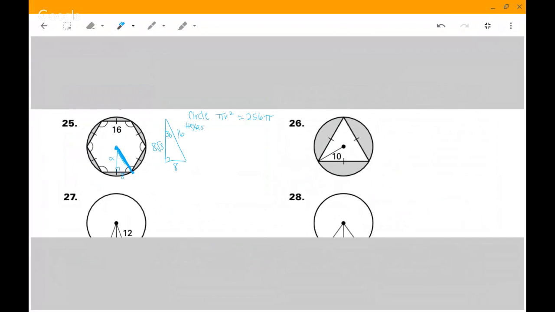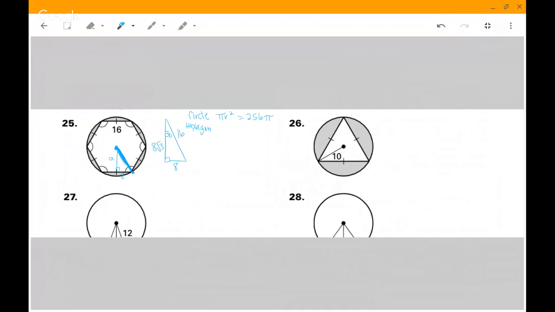Would you find the perimeter and then subtract? Or the area? Yes, you need the perimeter and the area. You don't have to subtract yet. Use the perimeter as part of the area because it's in that formula, A equals 1/2 AP. So you need the perimeter to help you find the area.